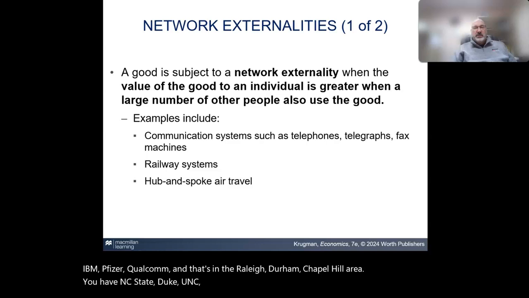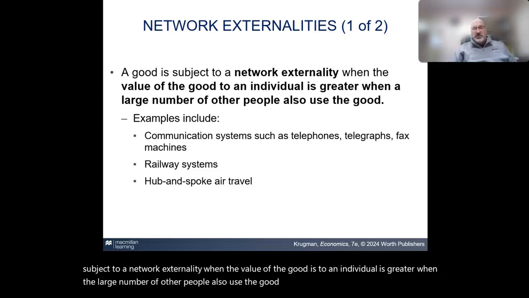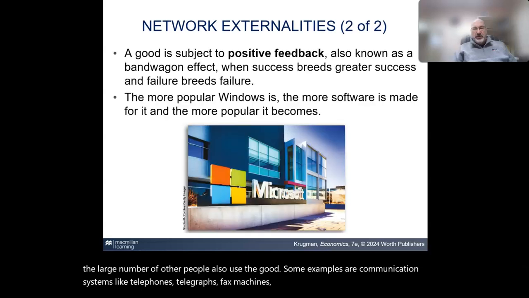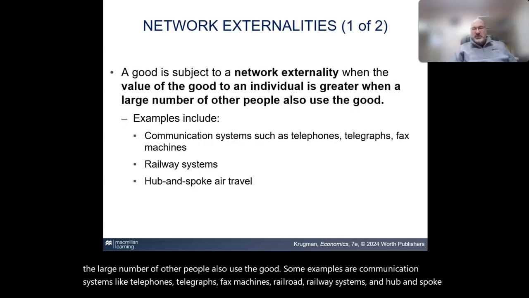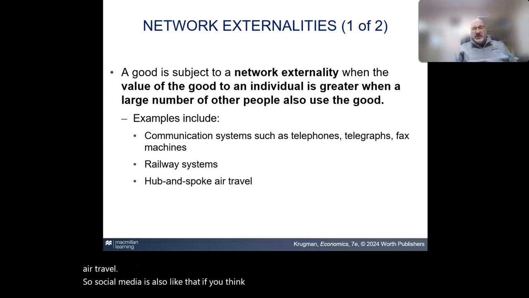Pretty cool area. A good is subject to a network externality when the value of the good to an individual is greater when a large number of other people also use the good. Some examples are communication systems like telephones, telegraphs, fax machines, railway systems, and hub and spoke air travel. Social media is also like that. If you think about it, what good is Insta if you don't have other people on there?